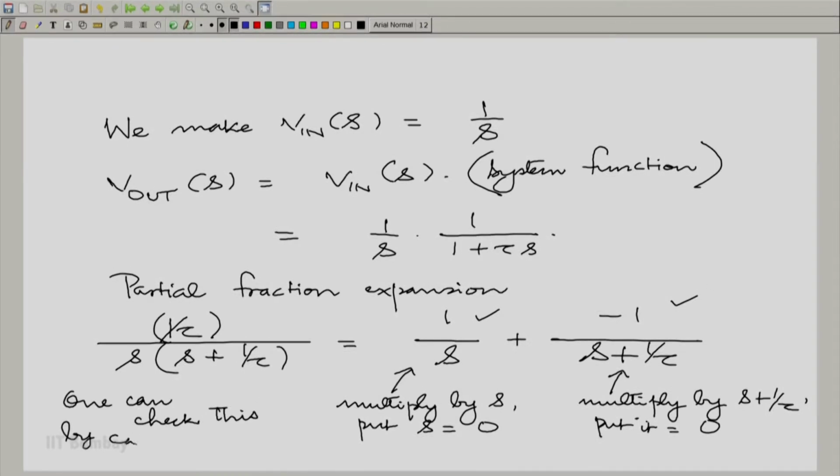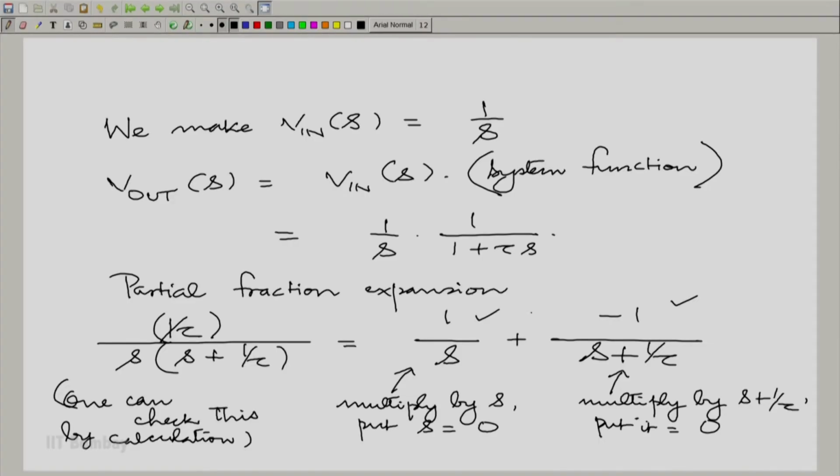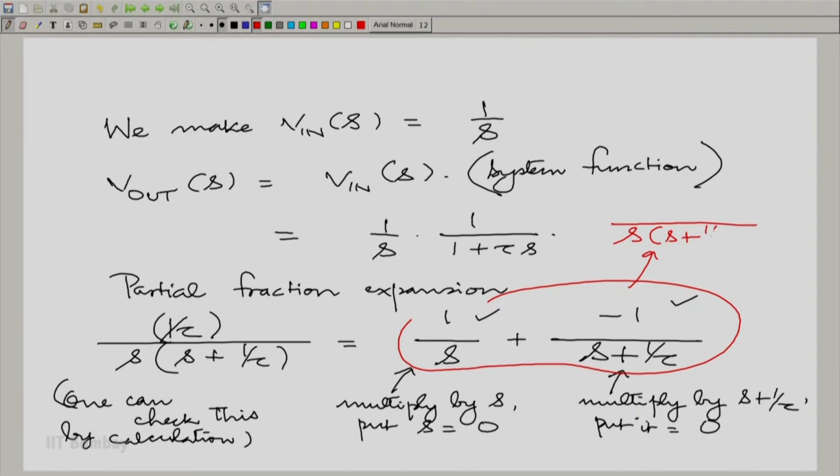So, one can check. It is always a good idea to check your partial fraction decomposition. What I mean by check is, here for example, let us see. You see, I can simply aggregate this. This is s into s plus 1 by tau, over s plus 1 by tau minus s, and that is indeed equal to the left hand side. So, checked. It is always a good idea to do that if you are not sure.